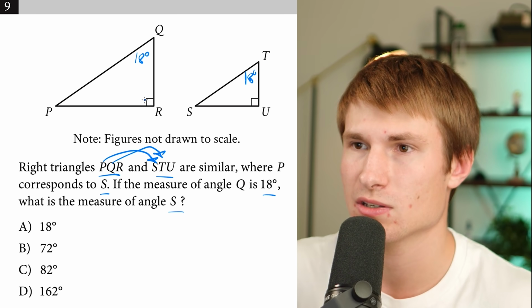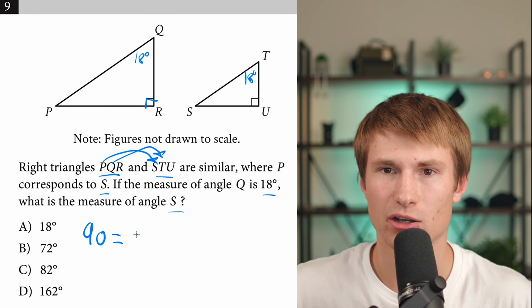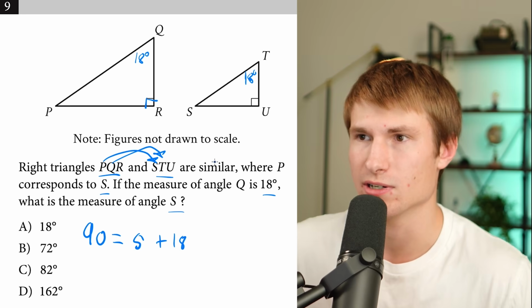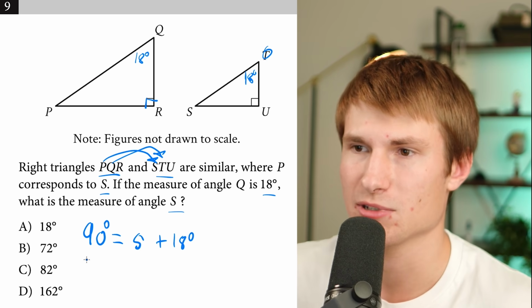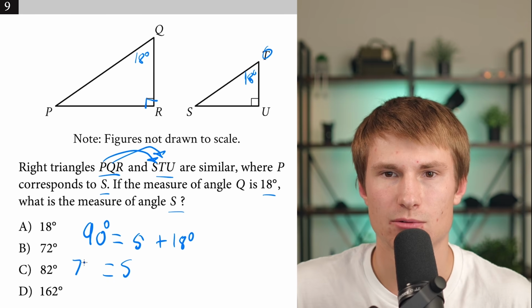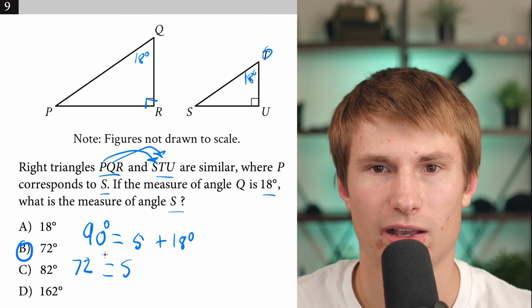Since this is a right triangle, we know that 90 is going to equal our angle measure S, plus our angle measure that is 18 degrees, so that would be angle measure T. So 90 degrees equals S plus 18 degrees. That means that S is going to equal 90 minus 18, which will leave us with 72 degrees. So 72 degrees will be our answer for the value of angle S. So our answer is B.